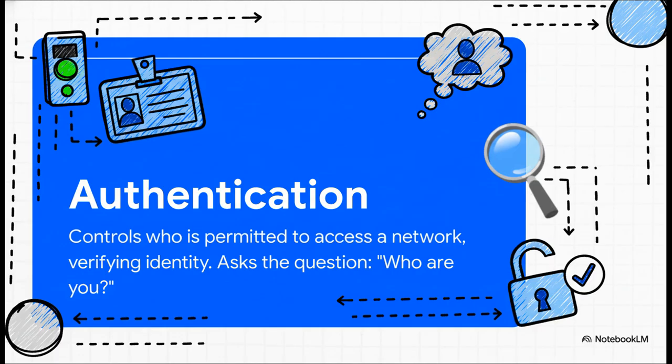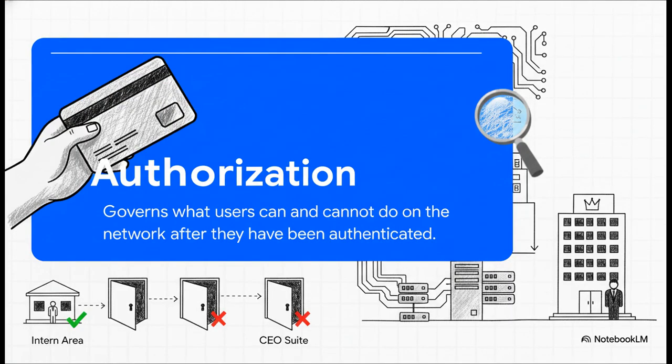The network is essentially asking a very simple question. Who are you? It's the whole process of verifying your identity, with the username and password, to prove you are who you claim to be. Okay, so once you're authenticated, we get to the second A, authorization.